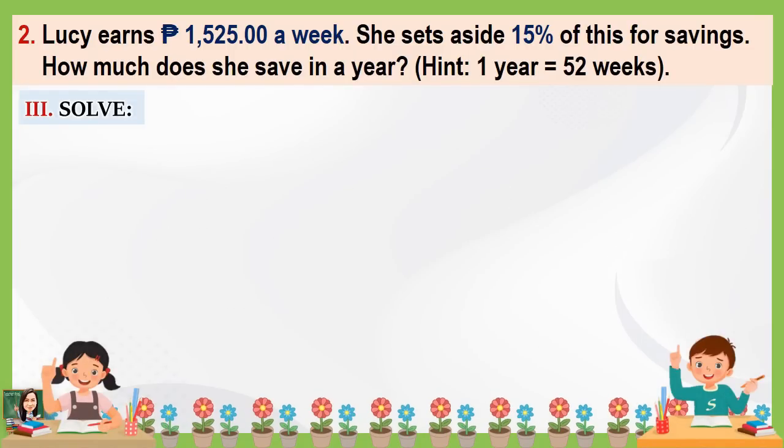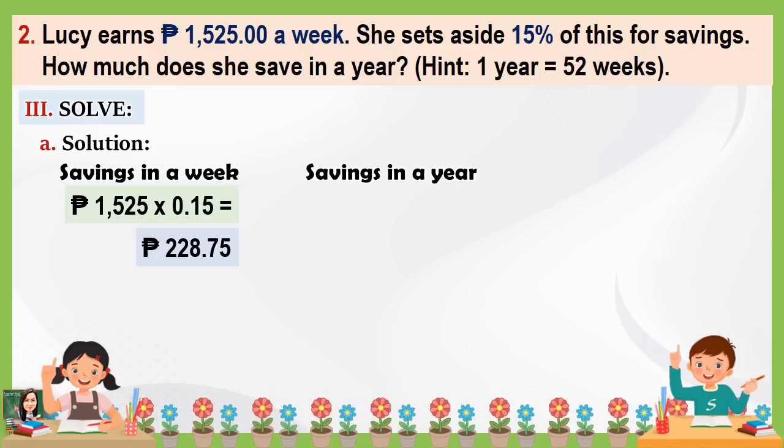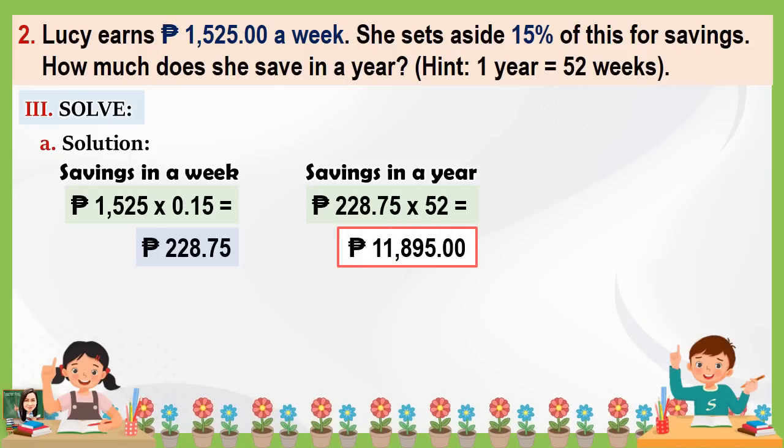Now, step 3. Solve. Solution. Savings in a week. 1,525 pesos times 15 hundredths equals 228 pesos and 75 centavos. Now, the savings in a year. 228 pesos and 75 centavos multiplied by 52 weeks equals 11,895 pesos. Now, write the answer.